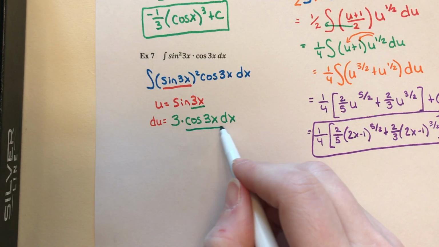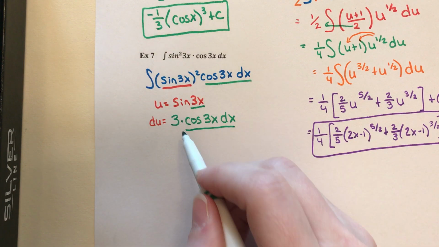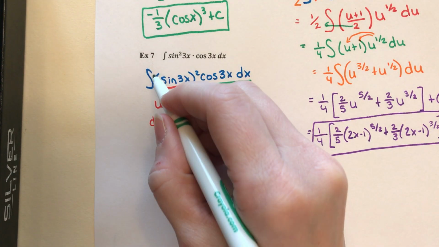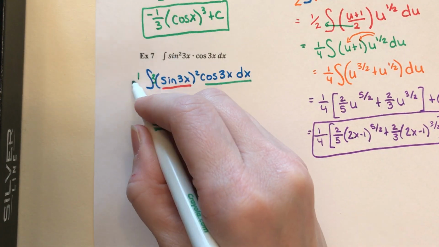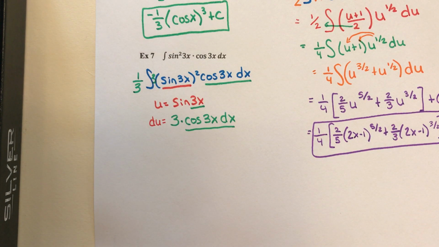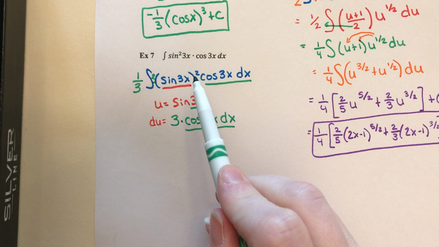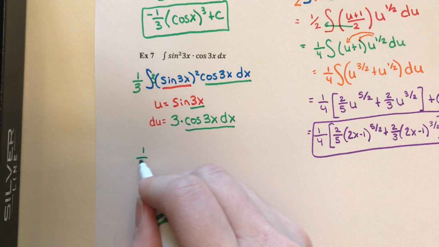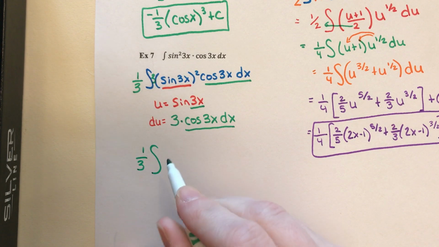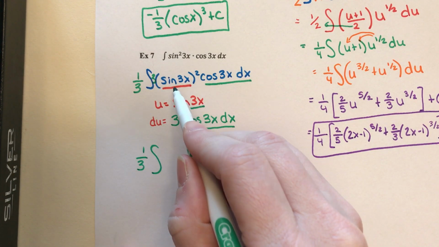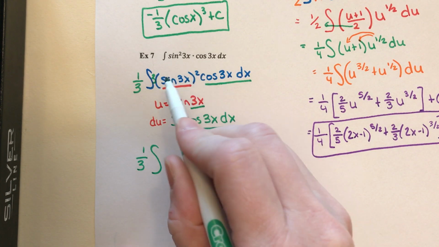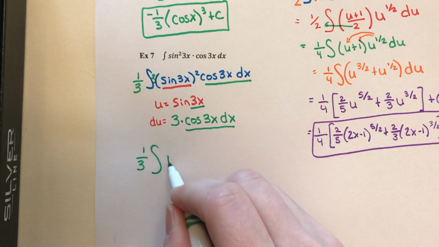Okay, fortunately, most of this matches perfectly. I already have the cosine of 3x dx right here. I'm just missing the 3, so I'm going to put in a 3, but I'm going to balance it out with a 1/3. So the only thing left over is this little 2. That's the only part I don't have underlined. So I'm going to bring down the 1/3 that I put on the outside. I've got u, which is the red part I underlined, u squared, and then everything else is du.